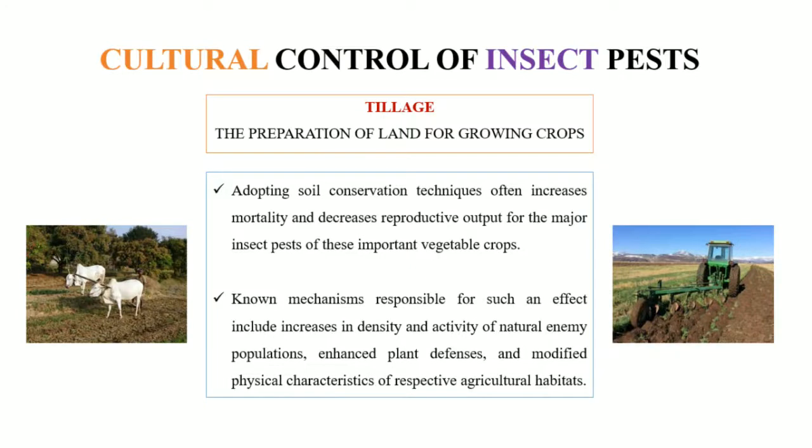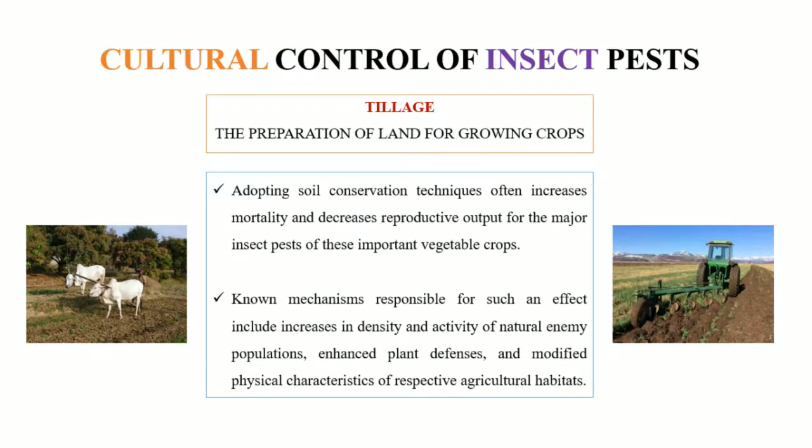In this video, we will discuss tillage as a cultural control practice to control insect pests. So what is tillage? Tillage is the preparation of land for growing crops. Tillage is basically the manipulation of soil surface, which creates favorable conditions for the growth of agricultural plants. It can be performed with the help of a tractor, a harrow, or a disc plow.